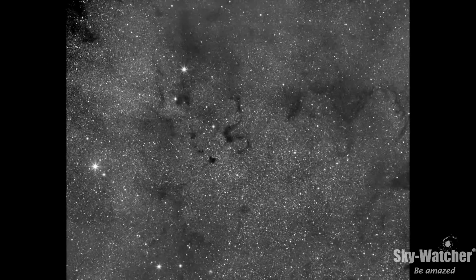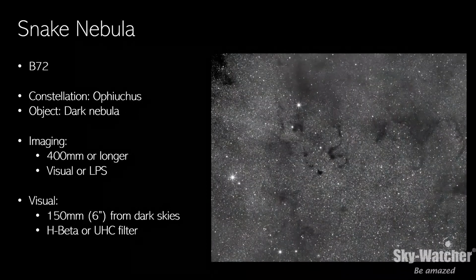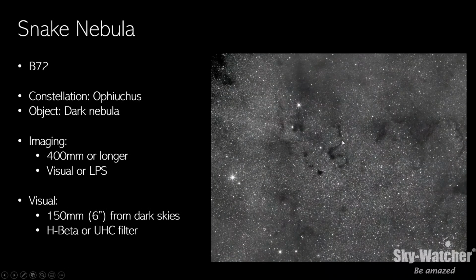Moving on, this is another region. This is actually up in the nighttime sky right now in the northern hemisphere. This is the Snake Nebula, which you can see right in here. There's a bunch of other ones in here. You can see all the dark nebulas floating around in here.